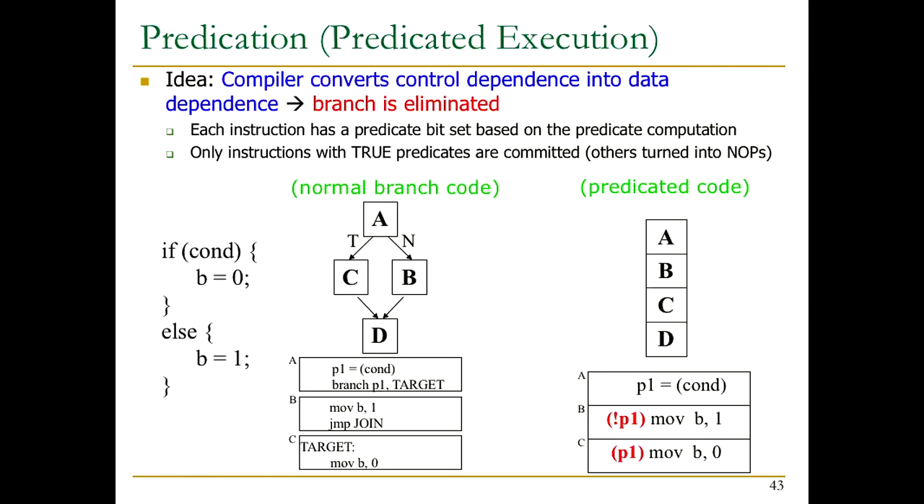So let's take a look at some examples over here. This is, again, a very similar example. This is normal branch code over here. You branch on this condition, this predicate, either to a target or to a fall through. And you have actually two branches, one conditional branch here, one unconditional branch here. Right? And this is the predicated code. It's straight-line code now. You set the predicate, and this instruction tests the not predicate. If the complement of the predicate is true, you move 1 to B. If the predicate is true, you move 0 to B. So you actually reduce the code size in this case. That's not always true. But in this case, you've gotten rid of the branches, which leads to reduced code size.